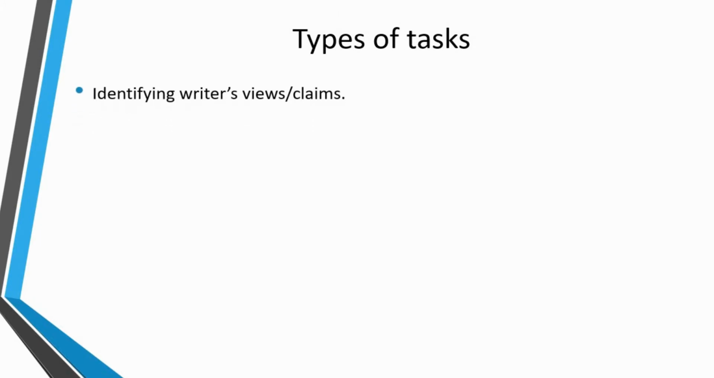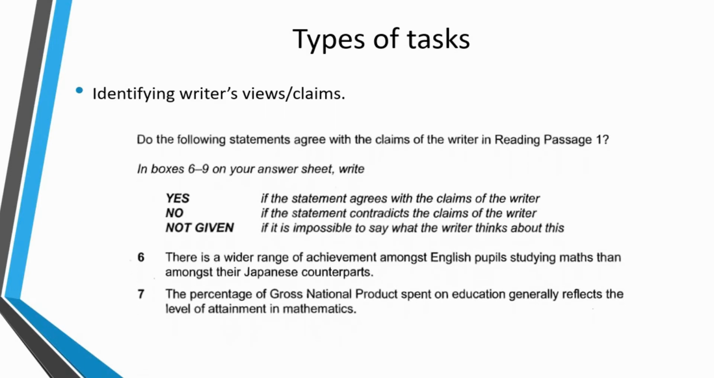Now the next type of question is identifying writer's claim or view. In this type of question, the writer puts forward his view or claim from the passage, and you have to identify if they match with the information provided in the passage or not. Usually this type of question is called yes, no and not given. If the claim completely agrees with the information in the passage, then you have to answer yes. If not, then no. And if there is no information available in the passage about the claim of the writer, then you have to answer not given.